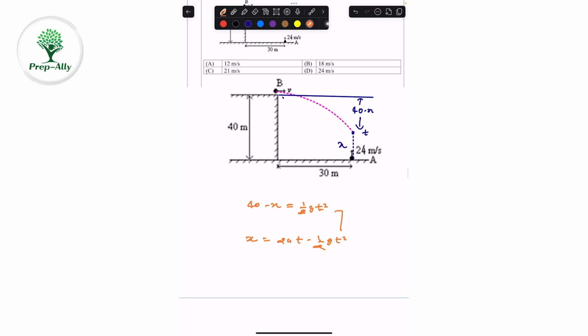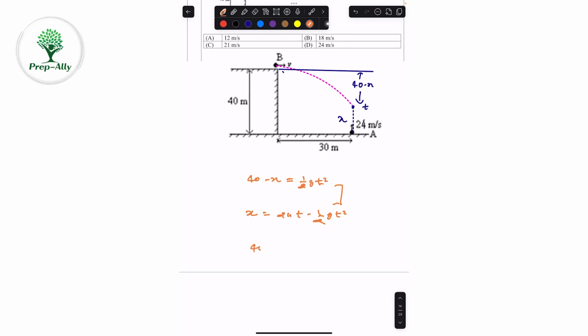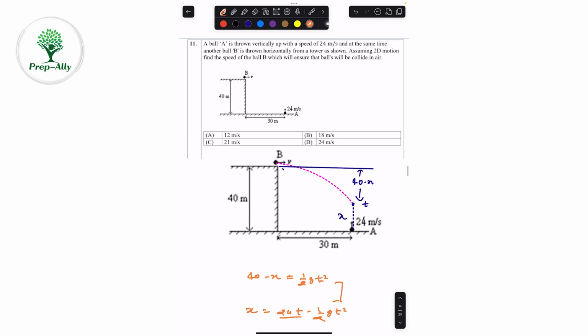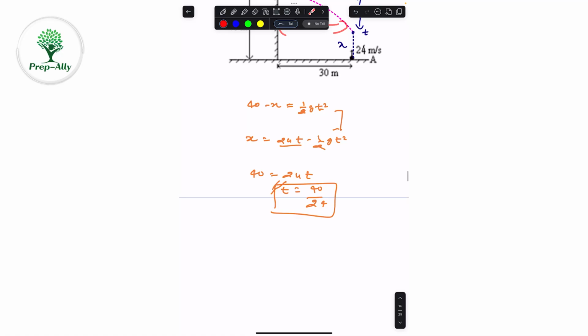Now if we add these two equations, what will happen? Here we will have 40 is equal to 24 t. So t comes out to be 40 divided by 24. Now what do we want? That in the same time we go from here to here, which is 30 meters. So velocity of B, if I find velocity of B, it will be 30 divided by the time, which is 40 divided by 24. Finding the value, 0 0 gone, 4 and then 6 into 3, which is 18 meter per second.